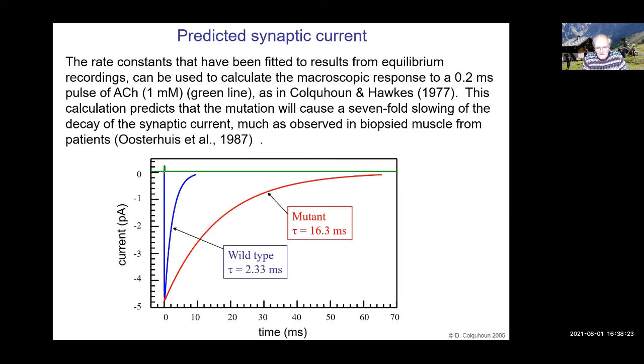So in that case, the rate constants and the mechanism from the fit were used to calculate the response to a very brief pulse of agonist. The number it gave for the wild type was a predominant time constant of 2.3 milliseconds, whereas for the mutant, the predominant time constant for the decay after a pulse of agonist was 16.3, a sevenfold slower. Osterhaus had taken biopsied muscle from a patient with this myasthenic syndrome and found about a sevenfold slower decay of the end plate current. So that all fits rather nicely.